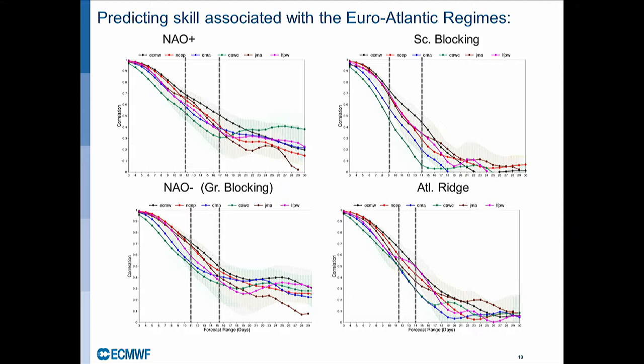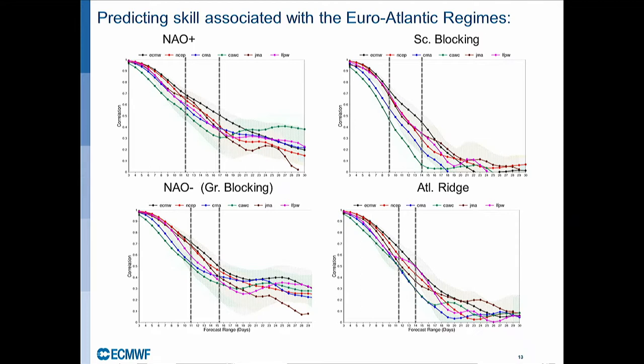the skill of these four regimes, expressed in terms of anomaly correlation, as a function of lead time from day 3 to day 30. The skill has been filtered with a running mean. This is a quite robust measure of the skill because it is based on reforecasts from S2S, and I have picked up a number of models available in S2S. You can see that there is some potential there. We have quite a decent skill that goes well beyond 10 days for these regimes.